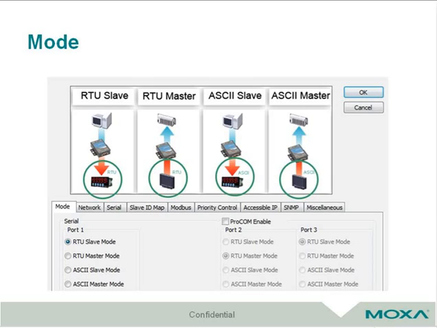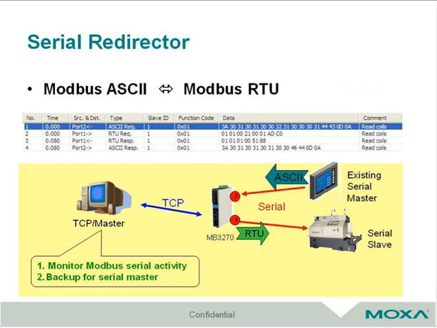If your serial device is a slave, then the IEG should be in slave mode. If your serial device is a master, then the IEG should be in master mode. Make sure to select the proper mode for the protocol you will be using. The advanced IEG MB3000 series supports the serial redirector function. The serial redirector function can be used as a Modbus serial protocol converter, or simply allows the Modbus serial master to poll a Modbus serial slave. The slide demonstrates an ASCII to RTU protocol conversion.